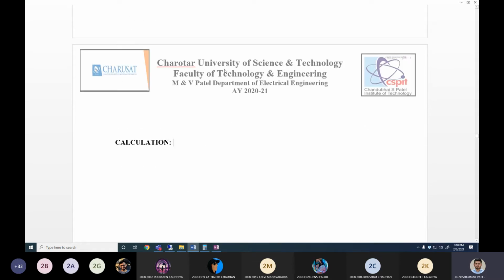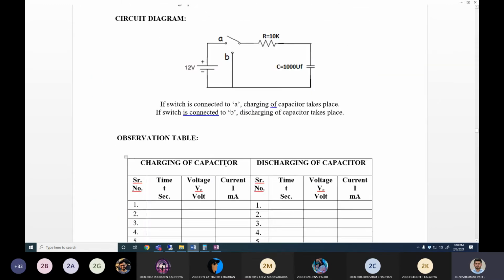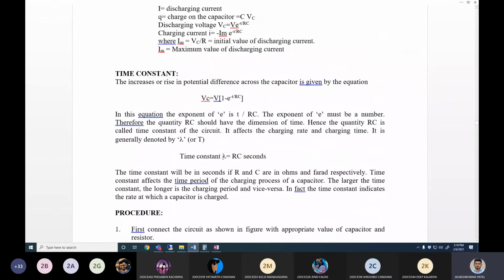Okay, so you have to add it over here. Whatever you get from the graph, put the calculation over here, and you can calculate theoretically your time constant by multiplying R with C. Whenever you want to find the time constant, that is nothing but R into C.